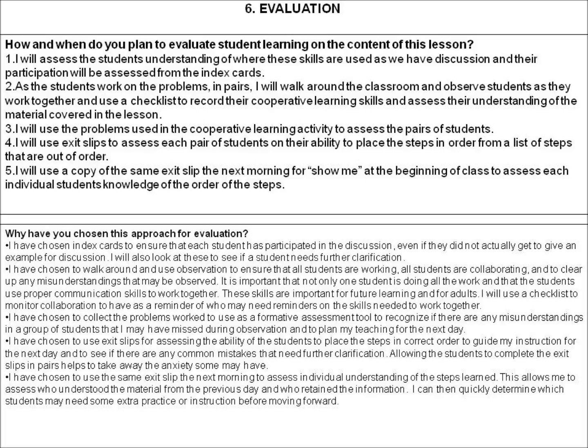Allowing the students to complete the exit slips in pairs helps to take away the anxiety some may have. I've chosen to use the same exit slip the next morning to assess individual understanding of the steps learned. This allows me to assess who understood the material from the previous day and who retained the information. I can then quickly determine which students may need some extra practice or instruction before moving forward.